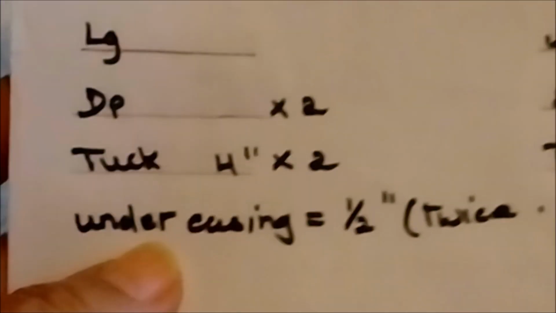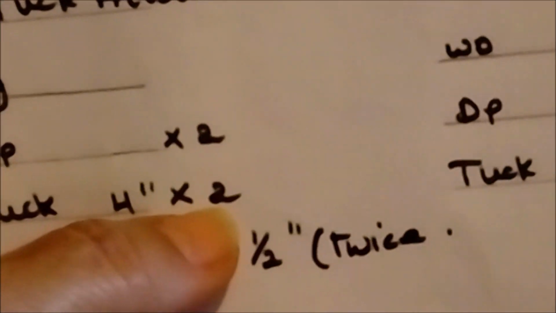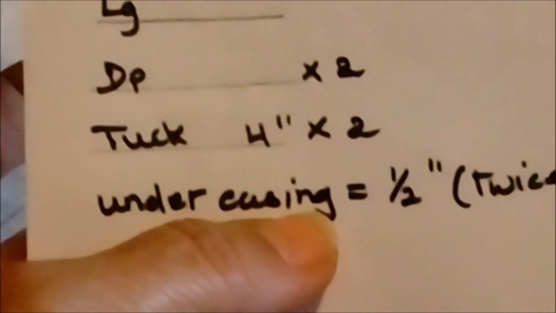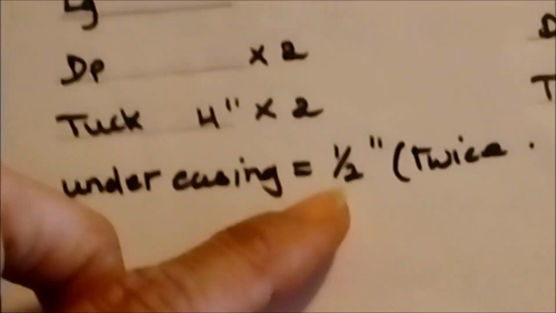And then after the tuck allowance is also by 2 because it's 2 sides to the bed. We have an under casing, and that is a 1/2 inch twice or a 3/4 inch twice. This casing is for elastic to run through.